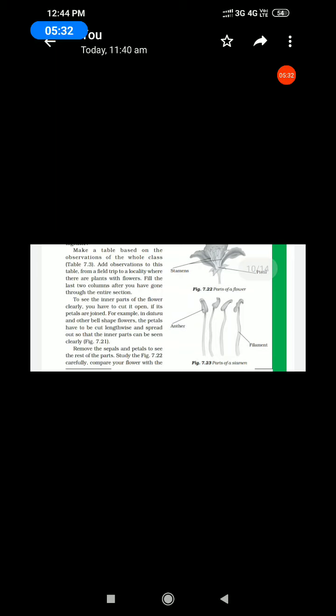To see other parts, study the picture 7.22, parts of a flower. Carefully compare your flower with the illustrations and identify the stamens and pistil in your flower. See the picture 7.22, parts of your flower. All of you underline the word first. Compare your flower with the illustration and identify the stamens and pistil in your flower.